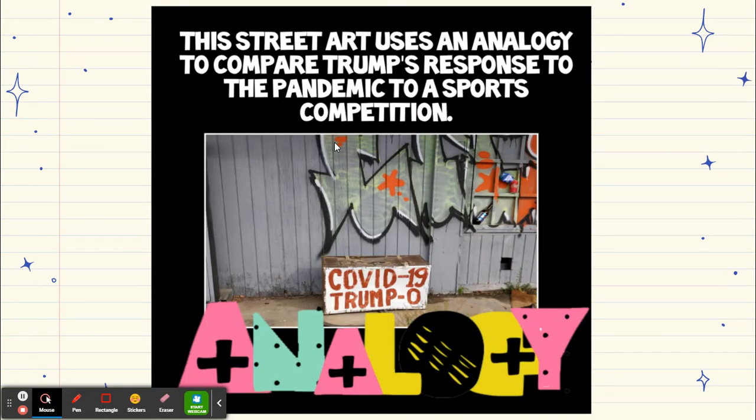This is a real example that I found on Moreland Avenue last year. Someone had painted on the side of the road a visual analogy comparing Trump's response to COVID to a sports game. They made what looks like a scoreboard that said COVID-19, Trump 0. So they were comparing Trump's response to COVID-19 to a sports competition and showing that Trump was losing. That's a real life example I literally found on Moreland.